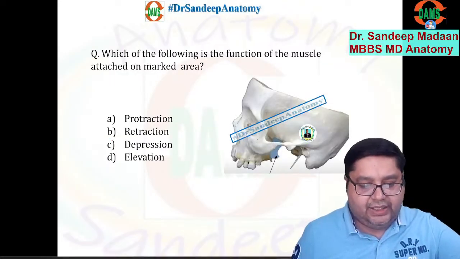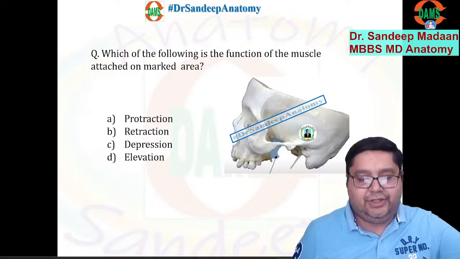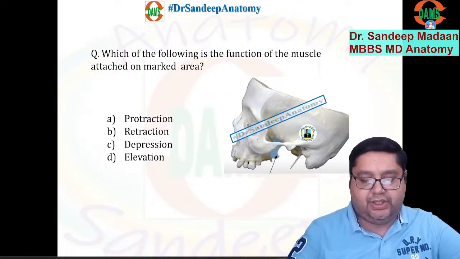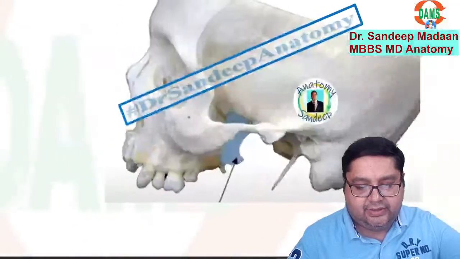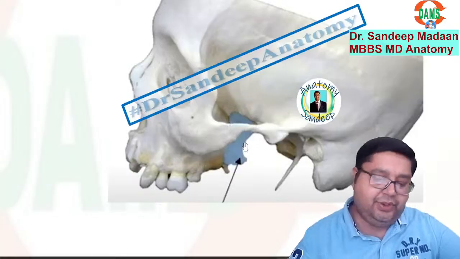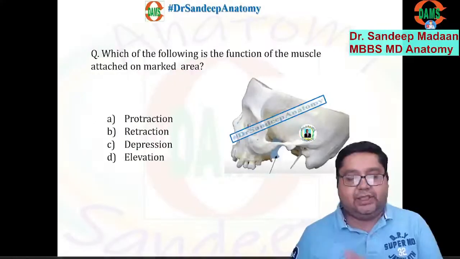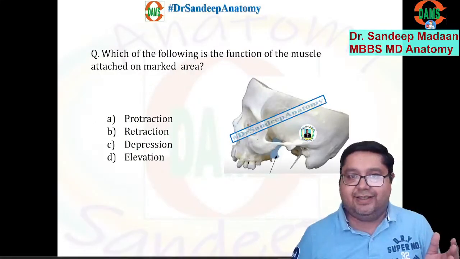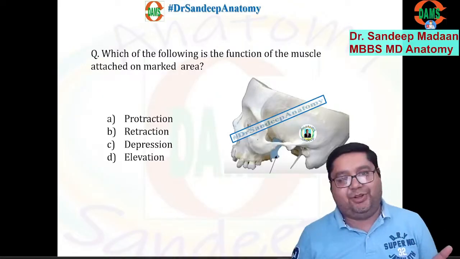Next, what we can see over here is this: which of the following is the function of the muscle attached on the marked area? As the student said, the lateral aspect of the lateral pterygoid plate was given. And we know on the lateral side of the same lateral pterygoid plate, we have the lateral pterygoid muscle. On the medial side of it, we have the medial pterygoid muscle.